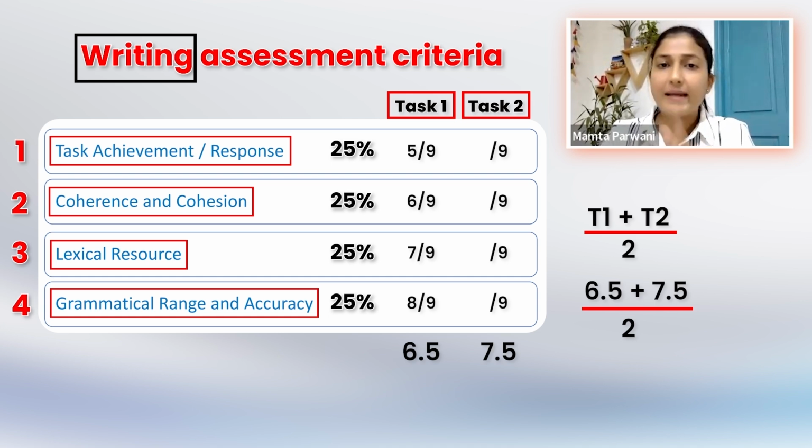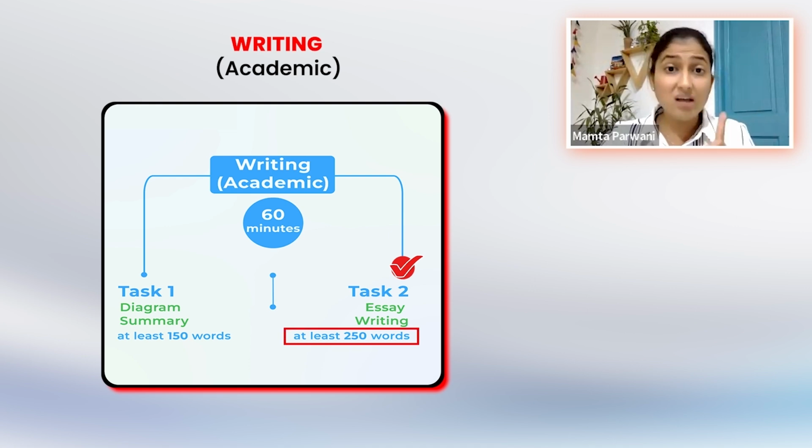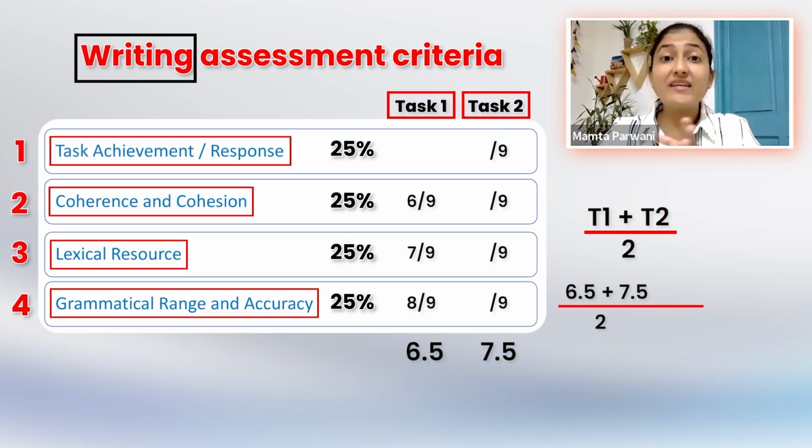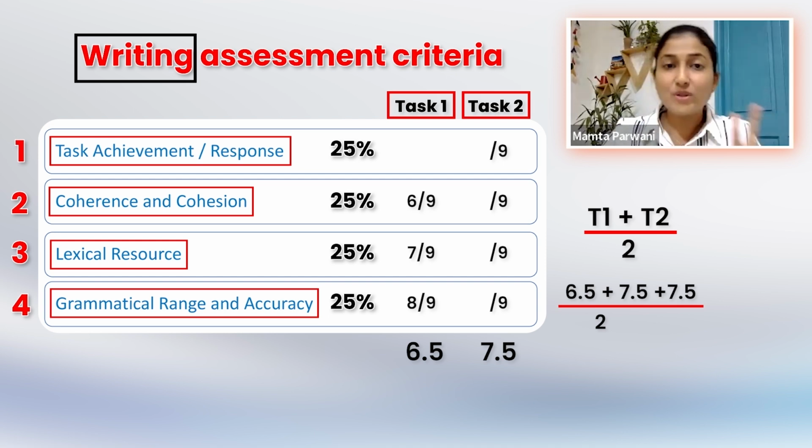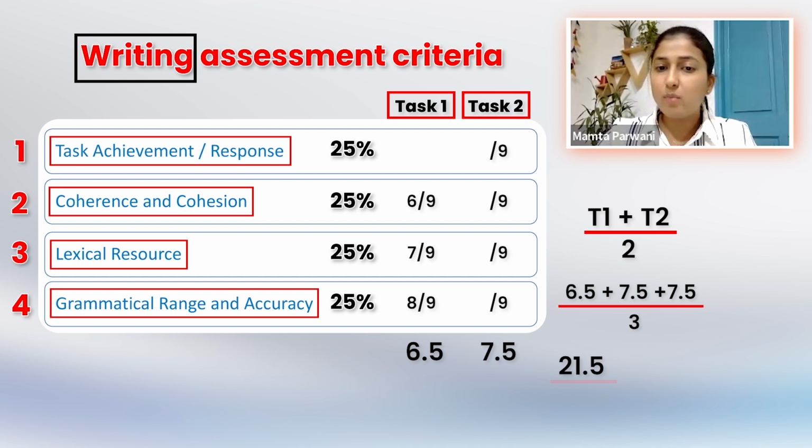You can see, be it academic or general training, you are writing more words for task 2, 250 words, right? So, there would be more weightage for task 2. The task 2 weightage is double, and that's why the task 2 score is added twice. So, how would they take the average now? The average will be taken by adding 6.5, that is task 1 score, plus task 2 score twice, divided by 3. Why? Because now there are 3 entities, no? Average we have to take, correct? So, your total score here would be 21.5 divided by 3, which would be 7.1.